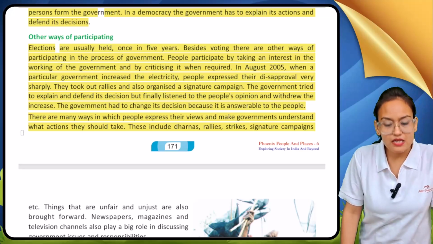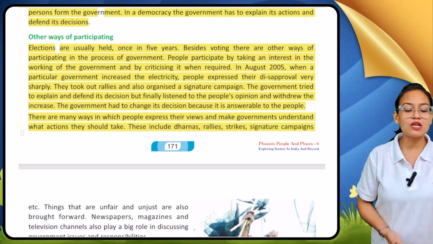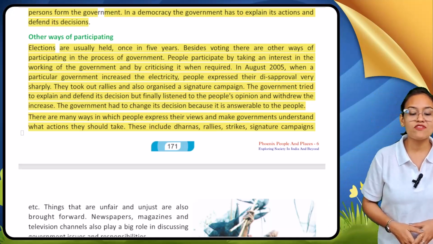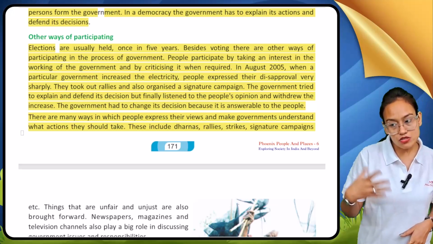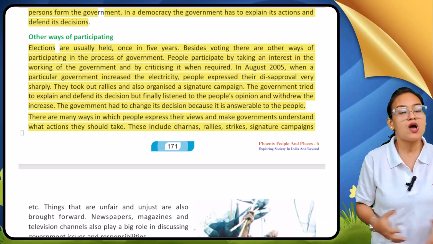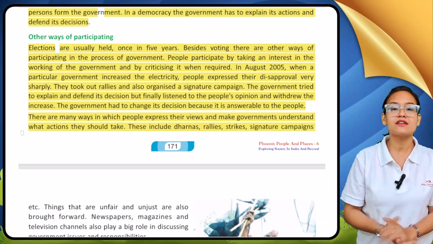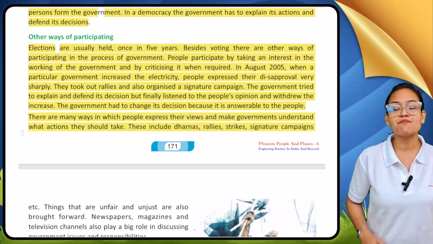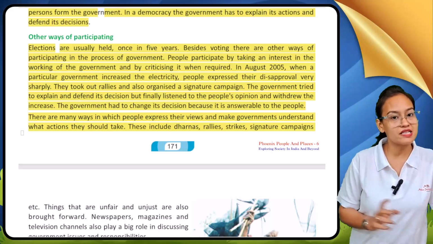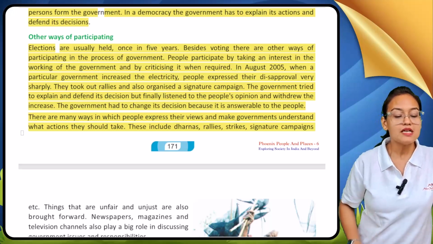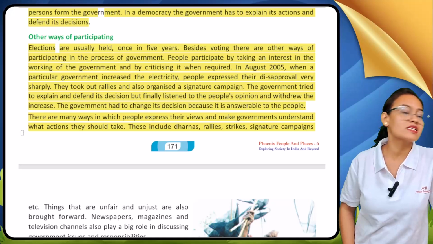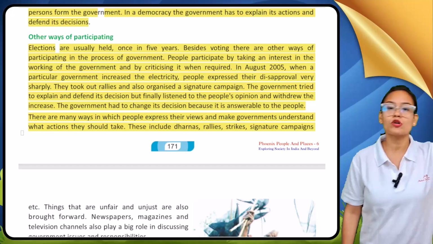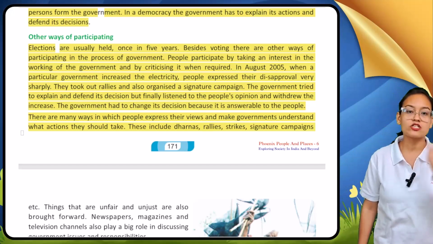In August 2005, when the government increased the electricity bill, people expressed their disapproval very sharply. See, in August 2005, when the party that rules in the central government increased the electricity bill, people started protesting against their government. They took out rallies and also organized a signature campaign. So, in what way did people start opposing? They started protests, and they also started a signature campaign.